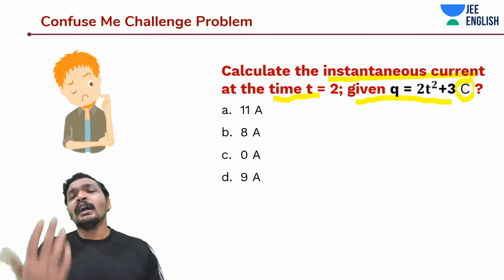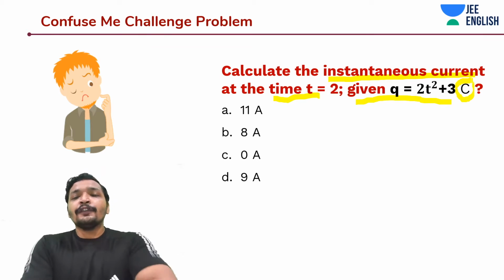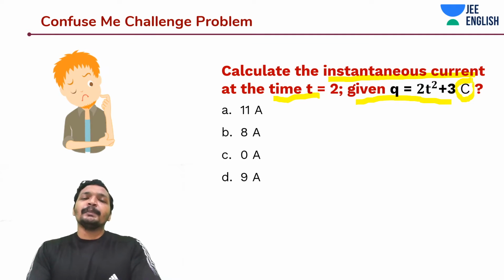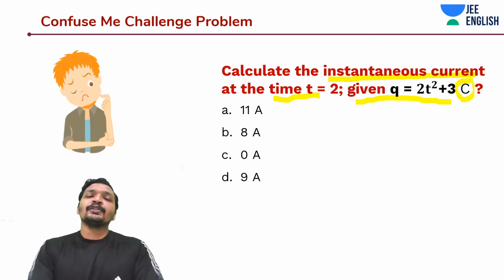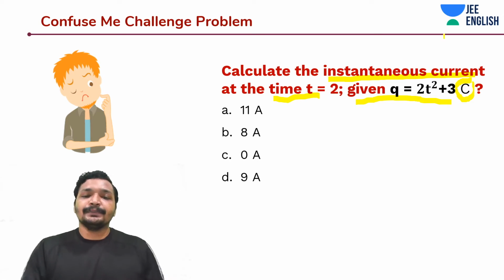So what would it be? dq by dt would be the differentiation of 2t squared plus 3. That would be 2 into 2t, that would be 4t. Because 3 is a constant, that would become 0 during differentiation. So it would be 4t. Then substitute the time, t equal to 2. You will get 8 amperes.